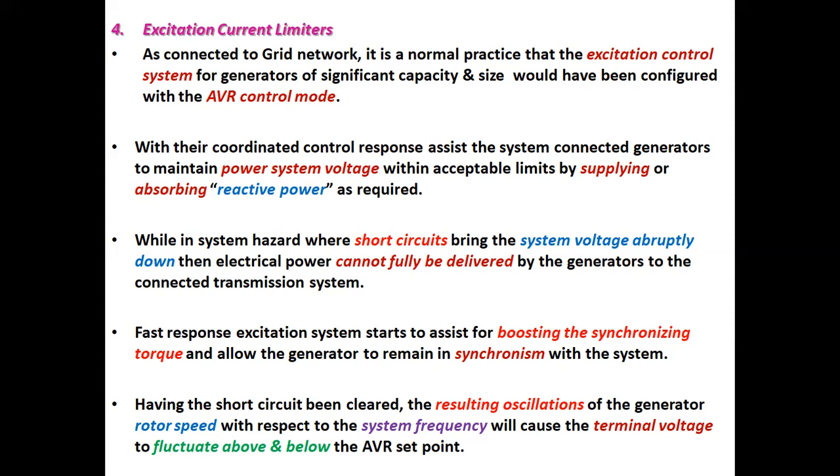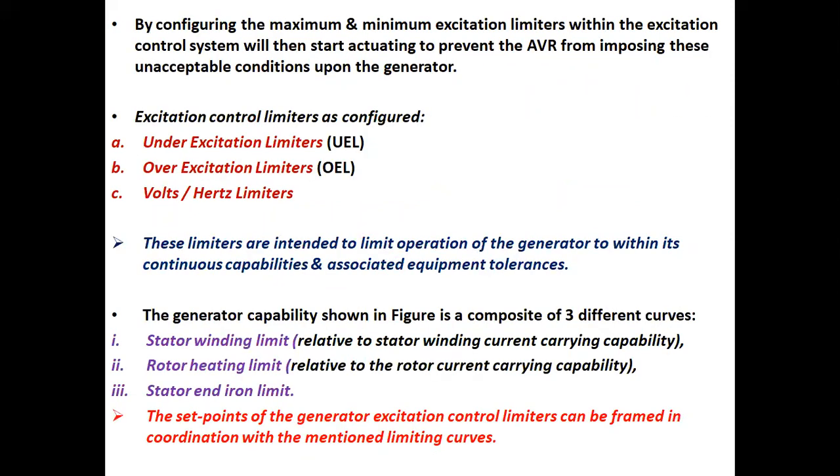Having the short circuit cleared, the resulting oscillations of the generator rotor speed with respect to the system frequency will cause the terminal voltage to fluctuate above and below the AVR set point. By configuring the maximum and minimum excitation limiters within the excitation control system, they will then start actuating to prevent the AVR from imposing these unacceptable conditions upon the generator.